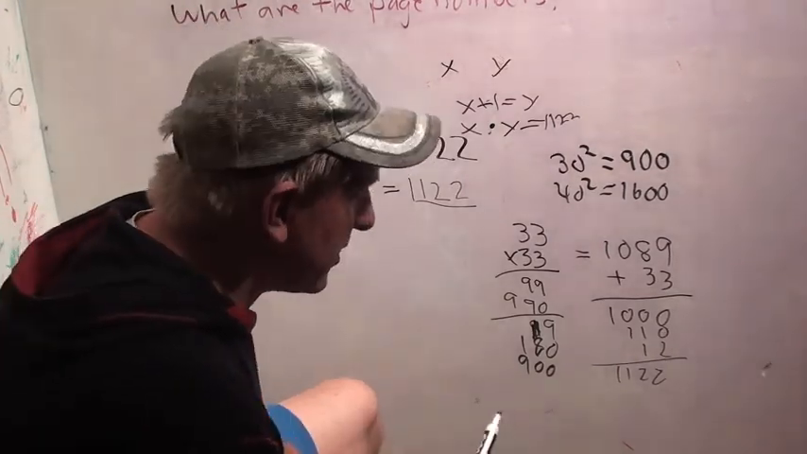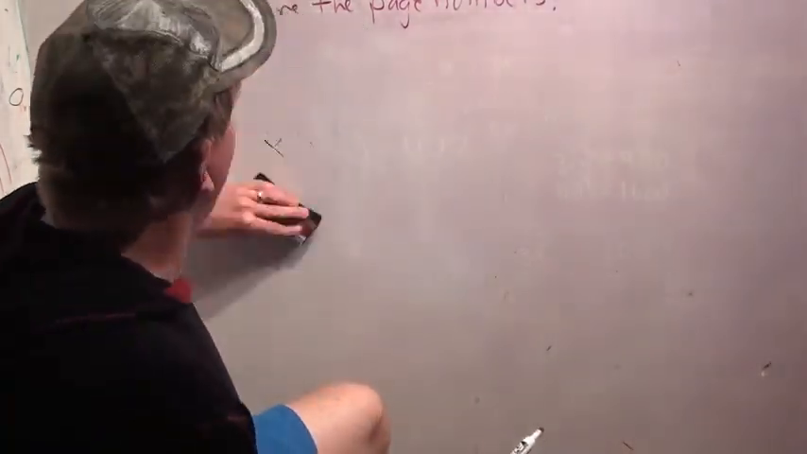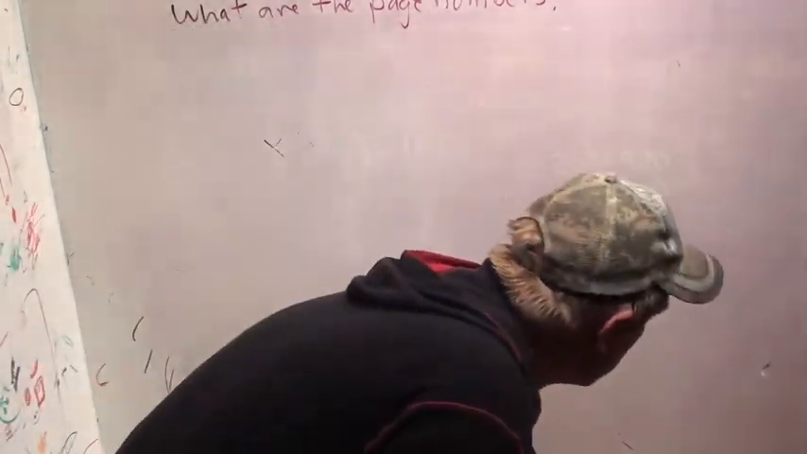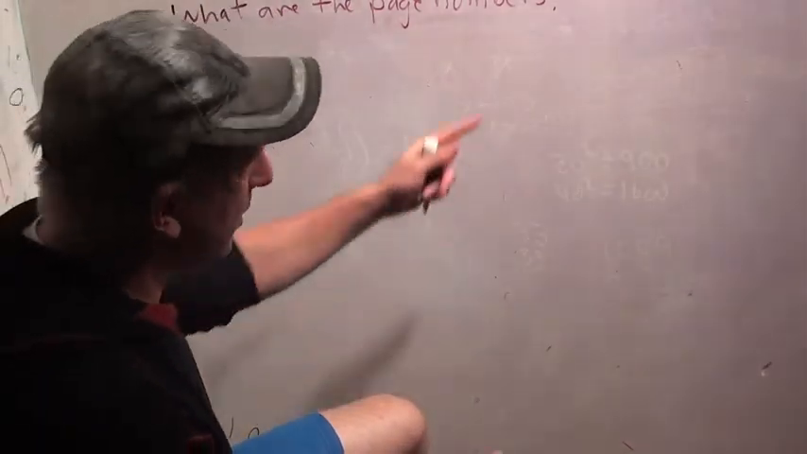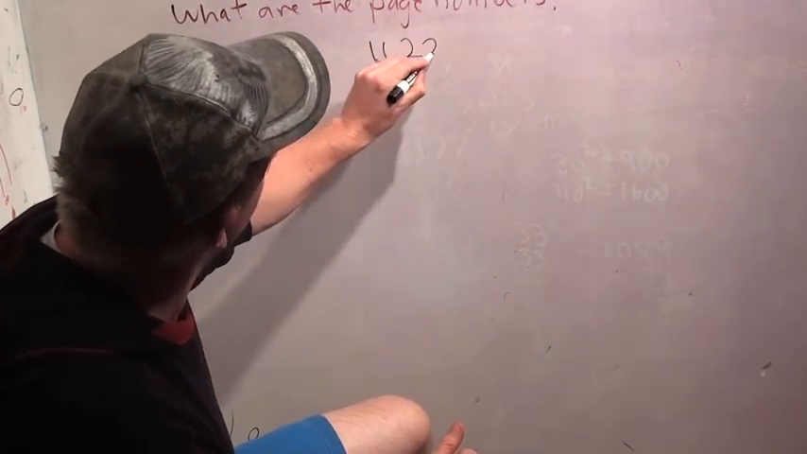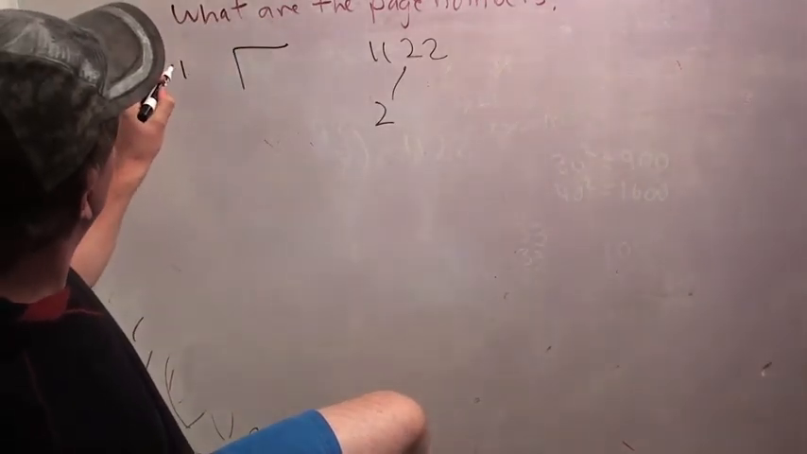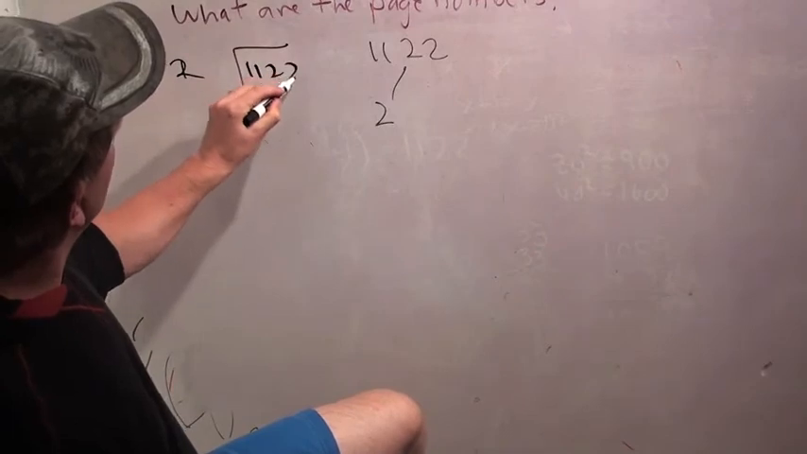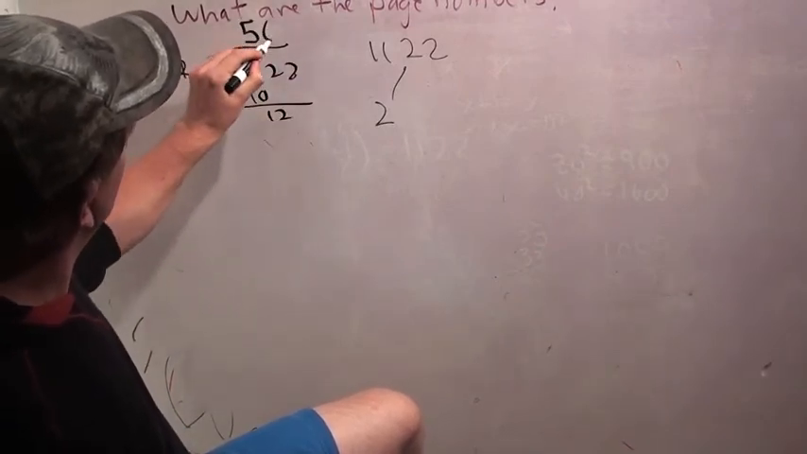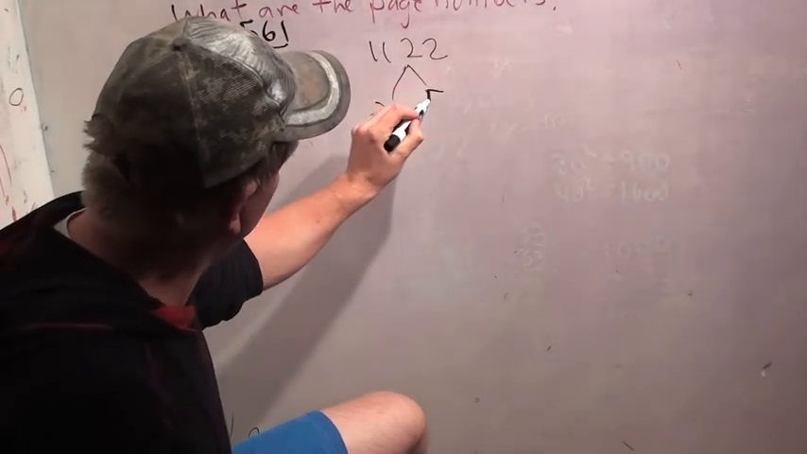Okay, however, there's another way to do this, and we've studied this a little bit, and it's to factor 1,122 into primes. So we know 1,122 is definitely divisible by what? 2. Okay, it's 2 times, well, let's see. 2 into 1,122 is 561. Okay? 2 times 561.